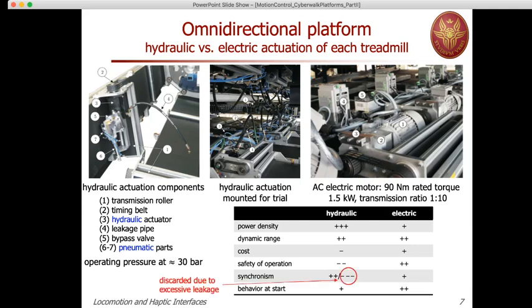In fact, this was one of the reasons why the hydraulic actuation was discarded: the excessive leakage. This may be due to the particular brand that was chosen, but these were good quality actuators, and there was still excessive leakage in the circuit, something that could damage the performance of the whole system. The last point was the behavior at start. If we start from zero velocity and would like to reach a given velocity as fast as possible in order to cancel the velocity of the user, then electrical motors are better in this respect. So eventually, the final choice for the treadmill, just like for the chain, went to electrical actuation.